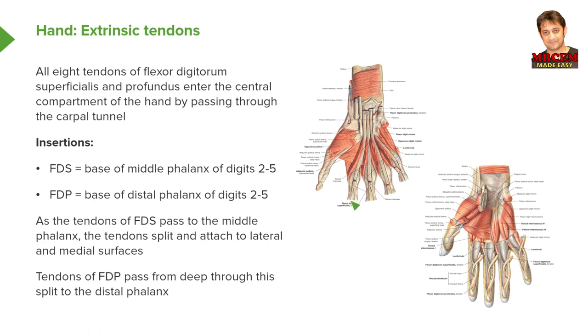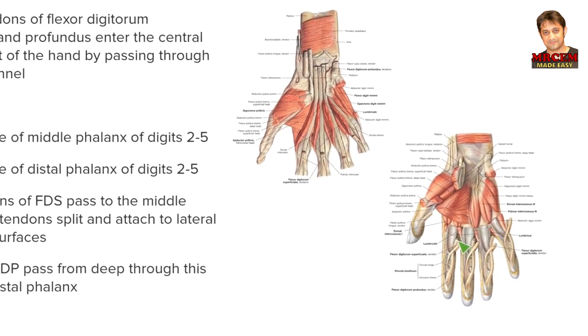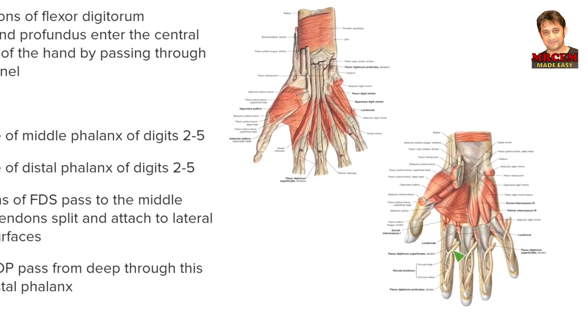And this is a really important arrangement. We can see it again here. Flexor digitorum profundus is passing deep to flexor digitorum superficialis. And then as the tendon here splits, FDP passes deep to it.